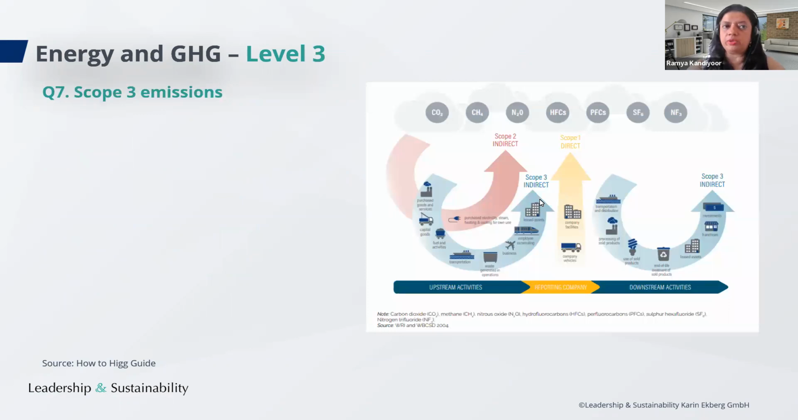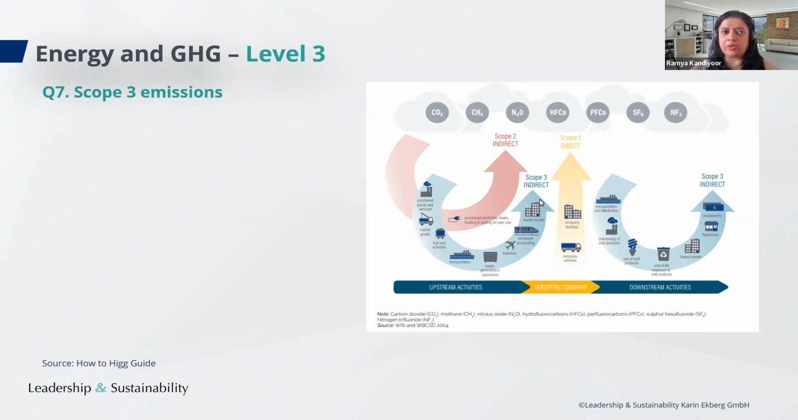And here we have the question on scope 3 emissions, which is question number 7. Now we have come to level 3. And here I would like to mention that there are 2 questions in level 3. At the moment in the energy section, both the questions are not scored, but they will definitely be considered for scoring in the future cadences.